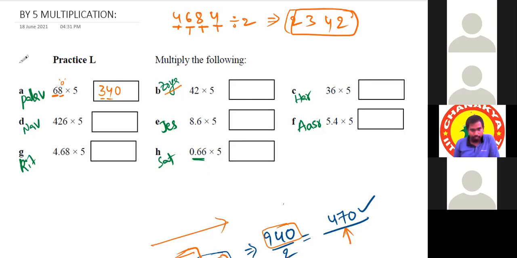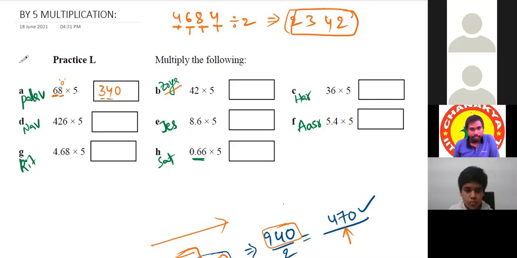Half of 42 is 21, and as the remainder is 0, we'll add a 0. That's all. 210 is the answer. Very simple, sir. Then Harshita. So half of 36 is 18 and the remainder is 0, so 180. That's all. 180. Then Navya.